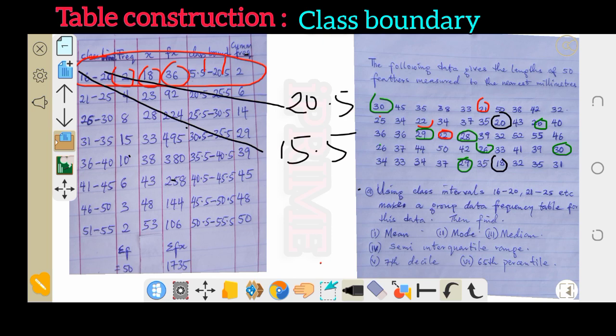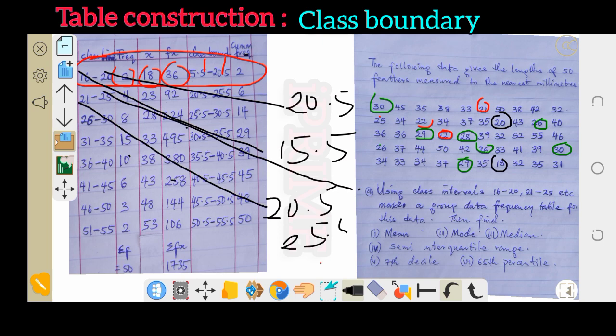Okay, let me go again. In this 21, subtract 0.5. Use your calculator. You have 20.5, and to this one add 0.5. You're having 25.5. That's all you just be doing. Subtract 0.5 from your lower class limit, then you have your lower class boundary. Then add 0.5 to your upper class limit, then you have your upper class boundary. It goes on that way.